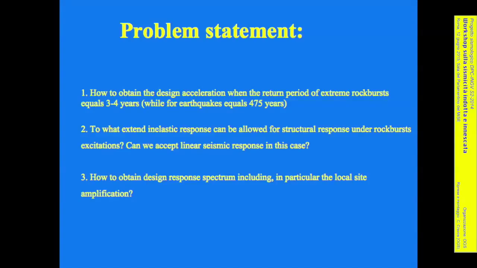How to obtain the design acceleration when the return period of extreme rock bursts is 3 to 4 years, while for earthquakes it is 475 years as in Eurocode 8? These are totally different approaches, yes? Here in one place you expect something that may happen once in 500 years. Here you can expect something much sooner. I compare this risk to the risk of a car bumping on a bridge. That's more or less similar. So we can follow this track of safety.